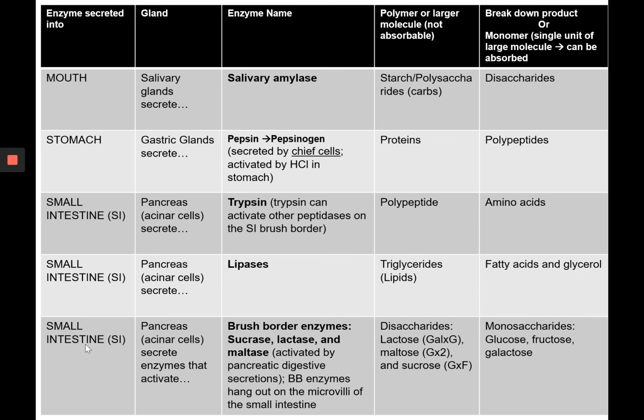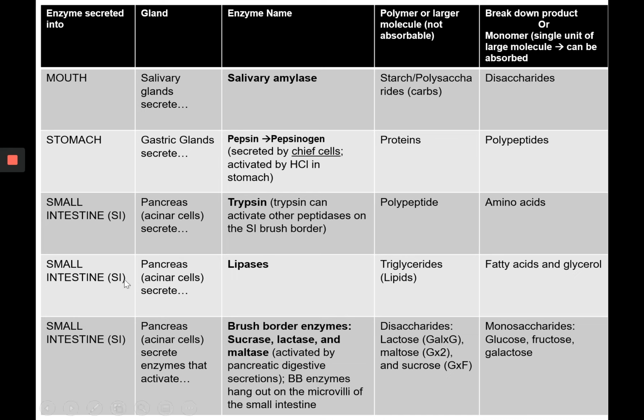Next, we can look at proteins. So protein digestion begins in the stomach when the gastric glands secrete pepsinogen, which is changed into pepsin because of the acidic environment of the stomach. So pepsinogen is secreted by chief cells, and that pepsin, once it's activated, is going to be able to break down large proteins into smaller proteins, and then this protein breakdown into amino acids will continue in the small intestine. Trypsin is a major enzyme secreted from the pancreas into the small intestine that breaks down protein. So be familiar with trypsin.